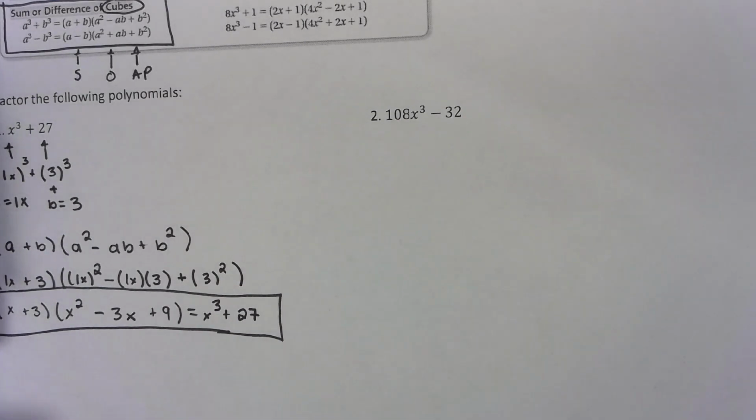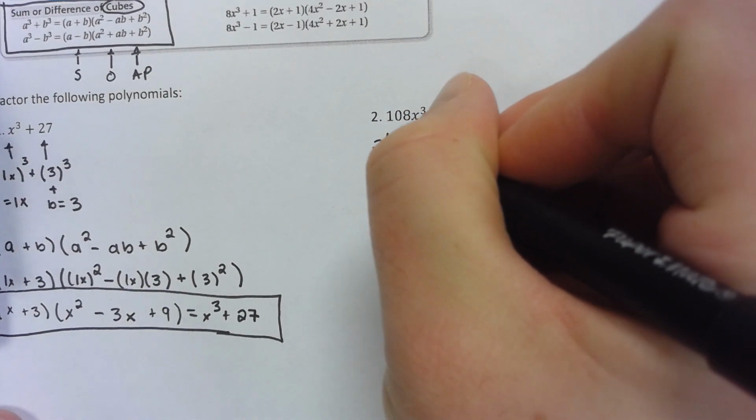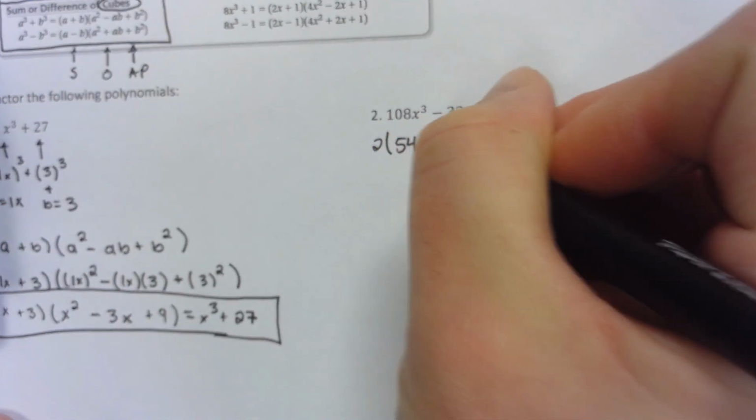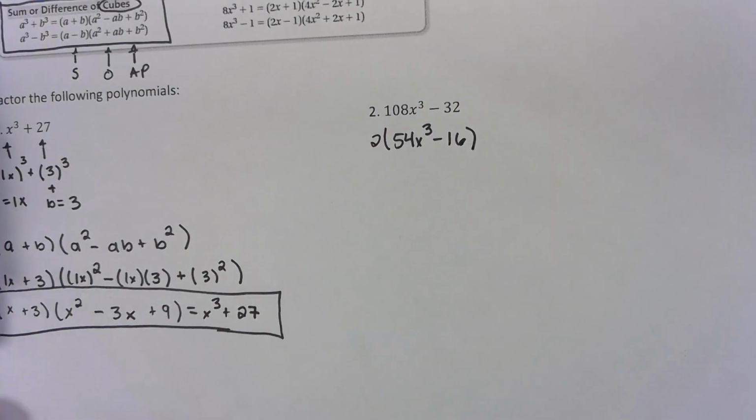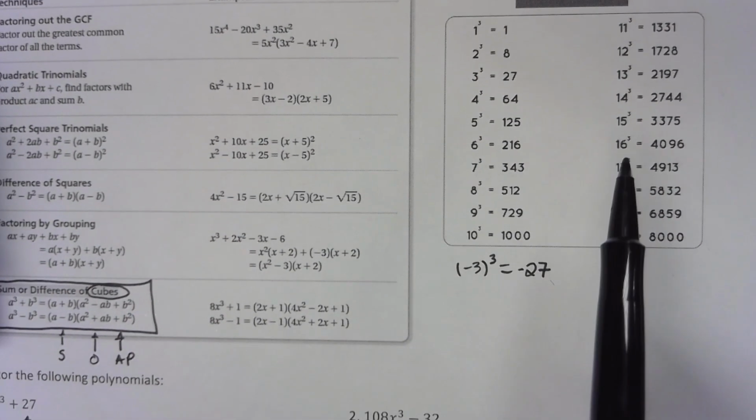Not 6. What about 8? I don't think 8 goes into 108. Let's think smaller. They're both even, so we can definitely divide out a 2, right? Let's start with a 2. So dividing all those by 2 gives me 54x cubed minus 16. I'm like, okay, do I see those in my perfect cubes? Not quite yet. I'm not seeing 54 or 16 in this list.